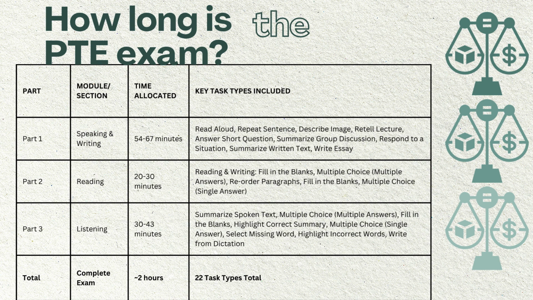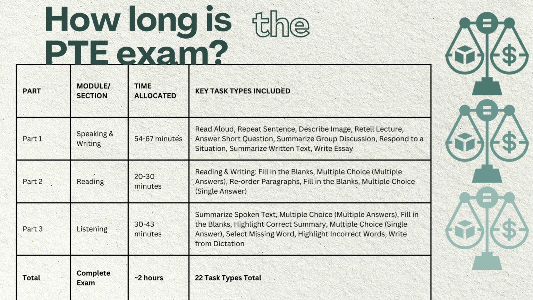Module breakdown and time limits: speaking and writing in the combined Part 1 takes around 54 to 67 minutes, or up to 76 to 84 minutes, depending on test versions, with key tasks that are read aloud, repeat sentence, describe image, retell lecture, answer short question, summarize group discussion, respond to a situation, summarize written text, and write essay.